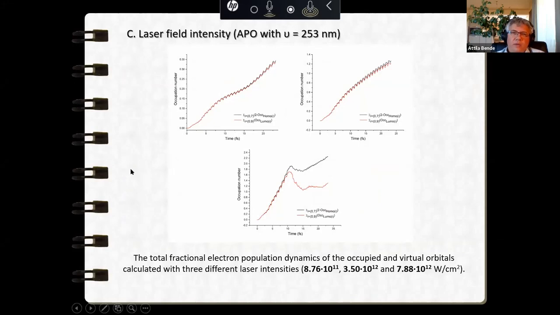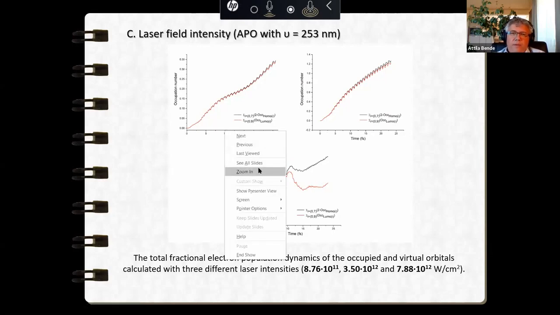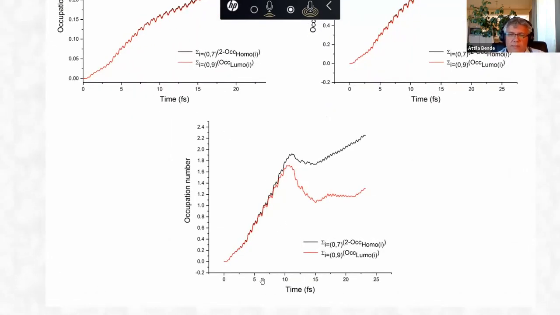And in the case of acetophenone, we observed a very interesting effect. For example, after 10, 11 femtoseconds, not only the electrons from the last 7 occupied orbitals are excited, but also lower occupied orbitals are involved in the excitation. And they are excited to higher orbitals than the first 9 LUMO orbitals. So as we increase the intensity, the lower occupied orbitals and the higher unoccupied orbitals will be involved in the excitation scheme.